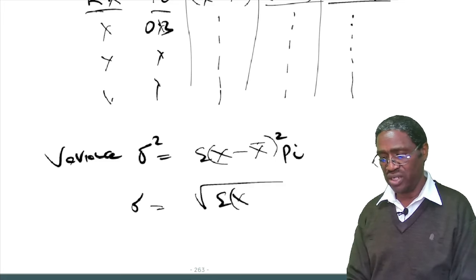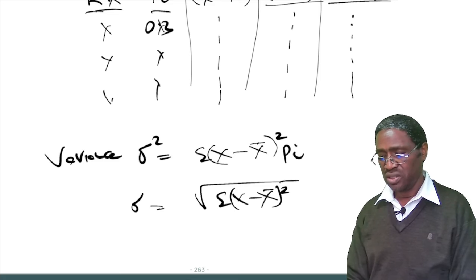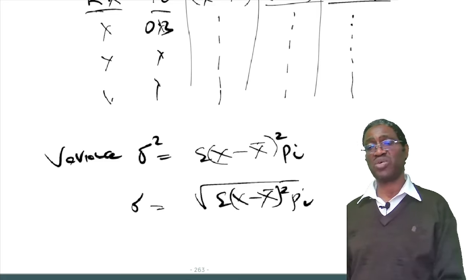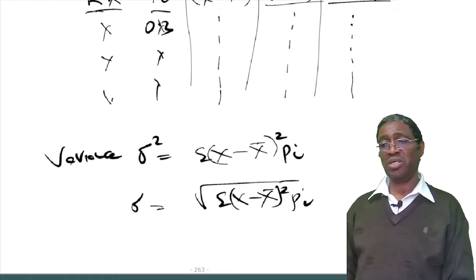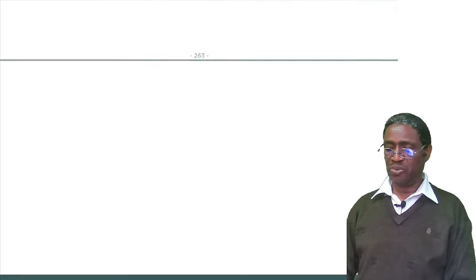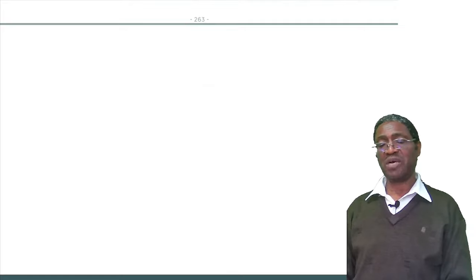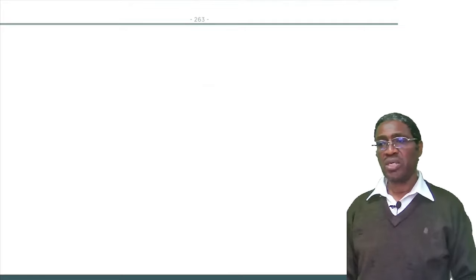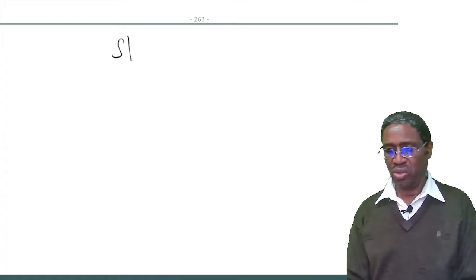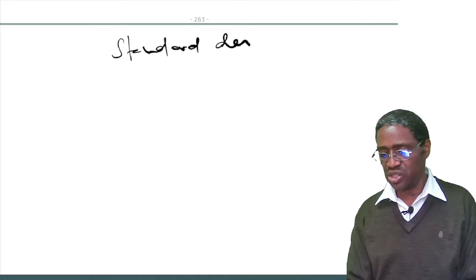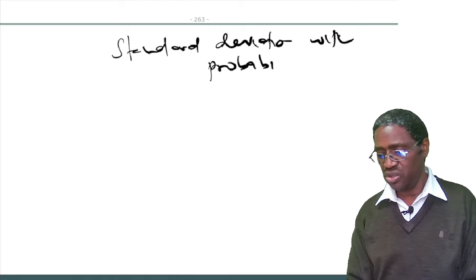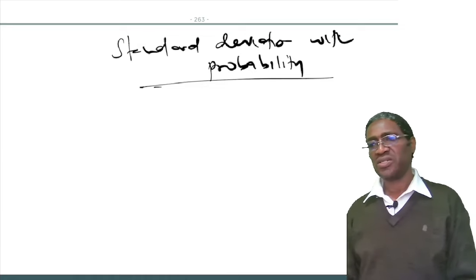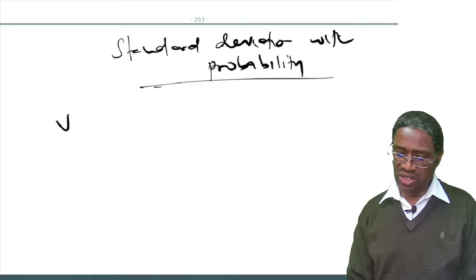It will be the square root of the summation of x minus x bar squared times pi. That will give you the standard deviation. So let's put down the formula, or a subheading, sorry. Put down a subheading: standard deviation with probability. Then you can start with the variance.